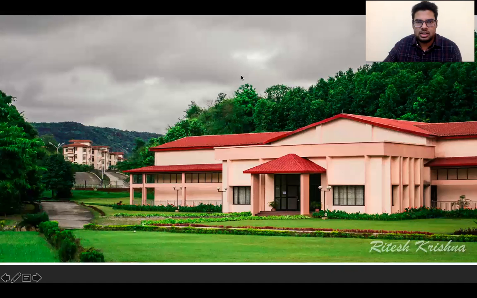Now, on a lighter note, I would just like to show you a glimpse of the college that I studied in. This is IIT Guwahati. Now understand and see why wouldn't you like to study in this kind of college, right? That college had so much beauty.